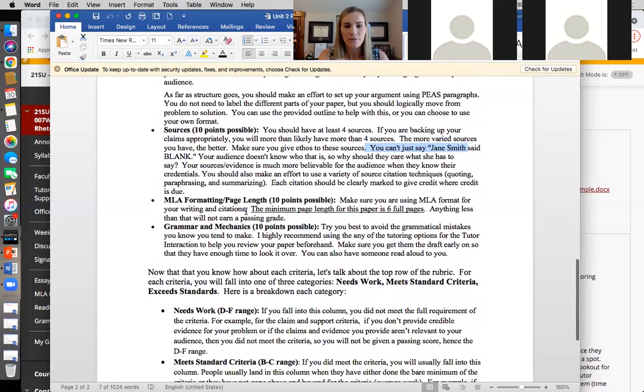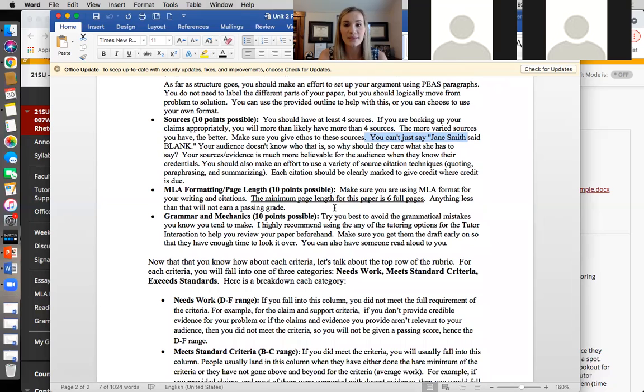Okay, so MLA formatting and page length: this should be an MLA traditional essay format. Again, you don't need any headers or anything like that. Just write it as in traditional MLA. But this does need to be 6 full pages of writing. Half pages don't count, so 5.5 is not 6 full pages. Okay, it needs to be 6 or more full pages of writing. Works cited does not count as a page either. 6 full pages of your problem and solution.